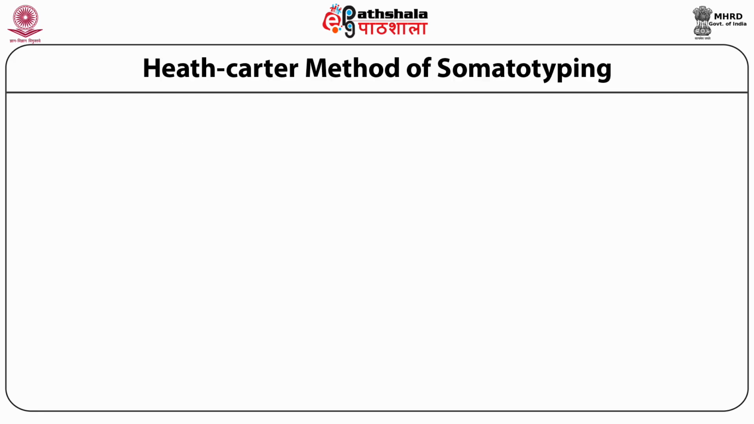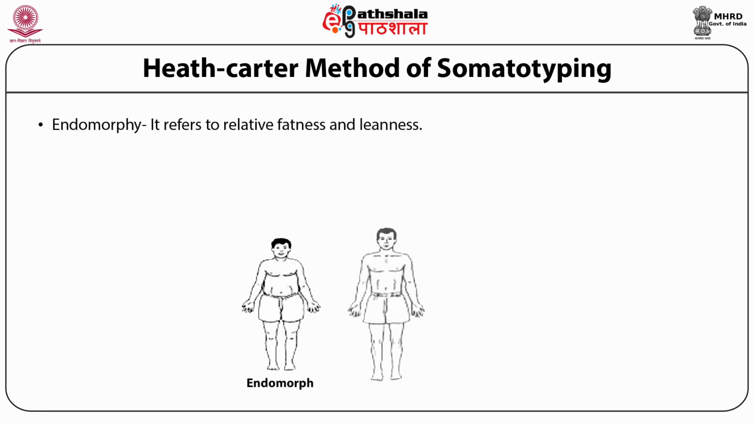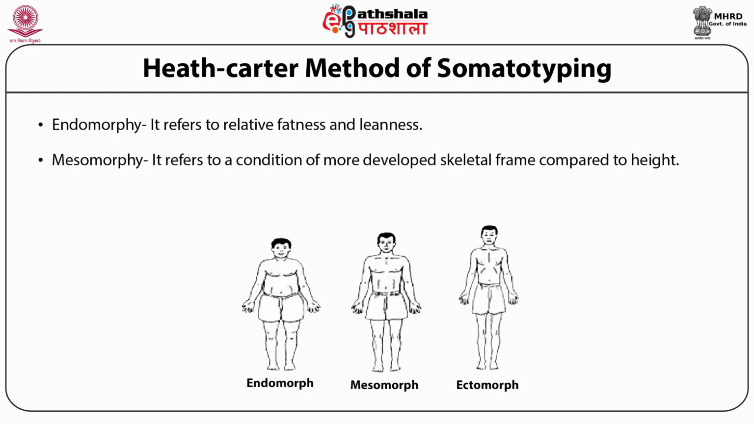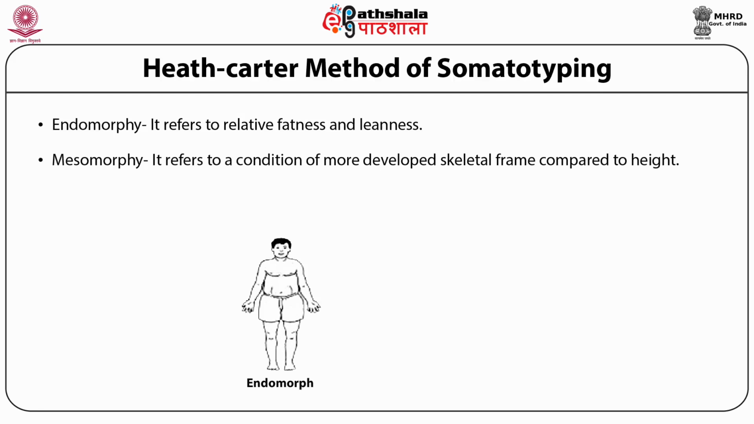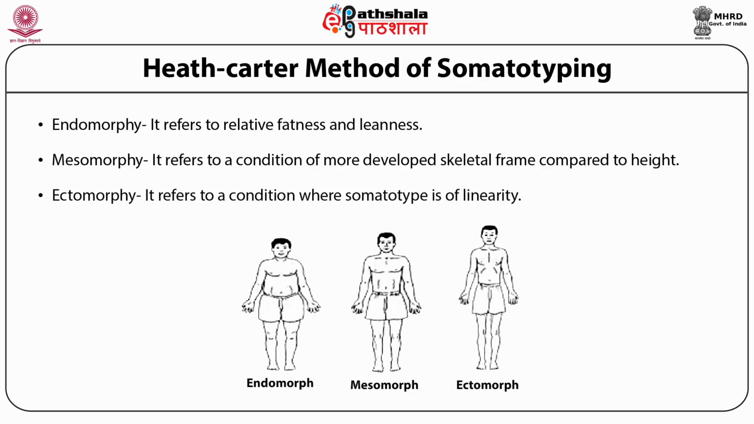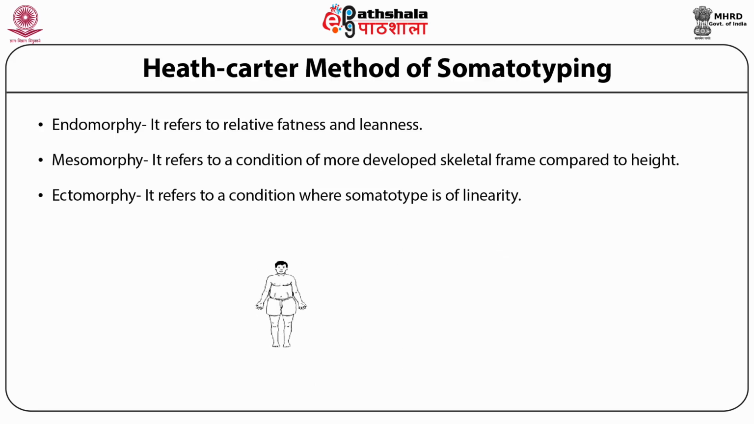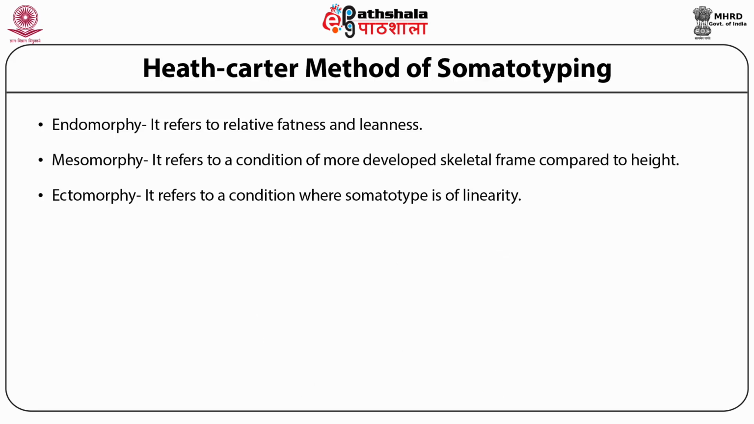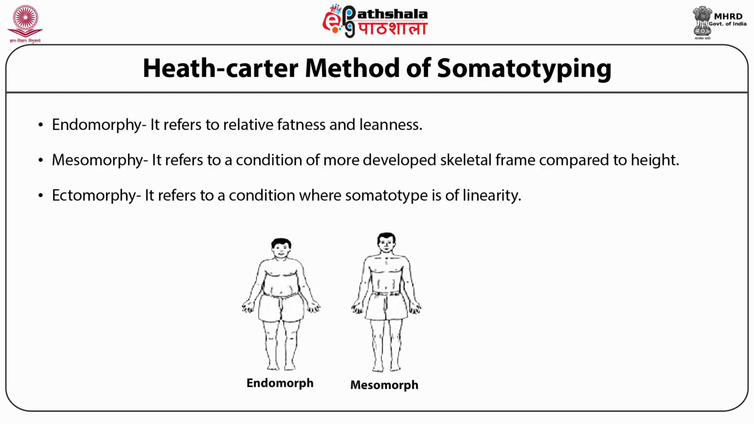The first component or endomorphy refers to relative fatness and leanness. The second component refers to a condition where mesomorphy has a more developed skeletal frame compared to height. The third component or ectomorphy refers to a condition where the somatotype is of linearity. When deciding ratios, the grades, HWRs take up largely but not entirely. This will be assessed based on the first and the second stretched outness, longitudinal distribution of body form. Extremes of each component are found at both ends of the scale.